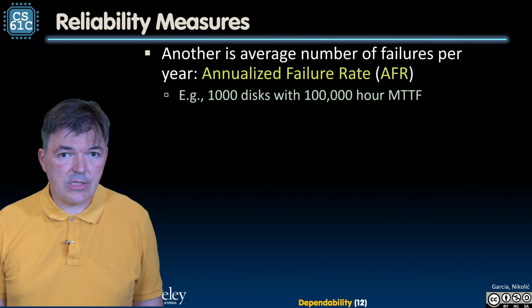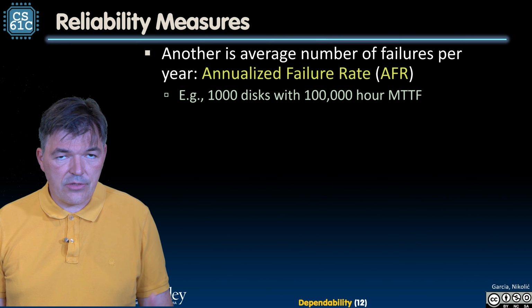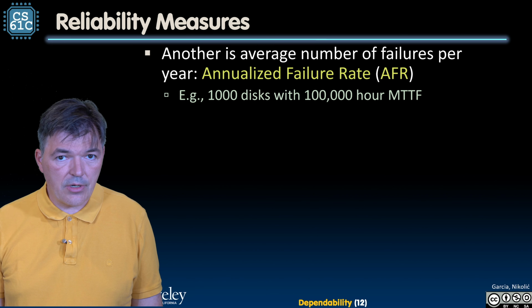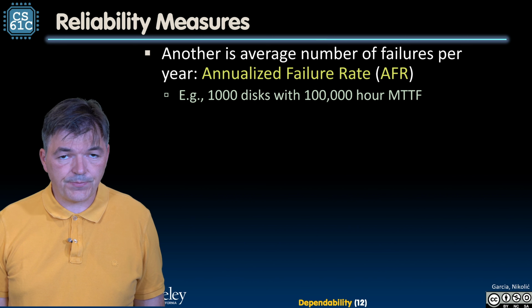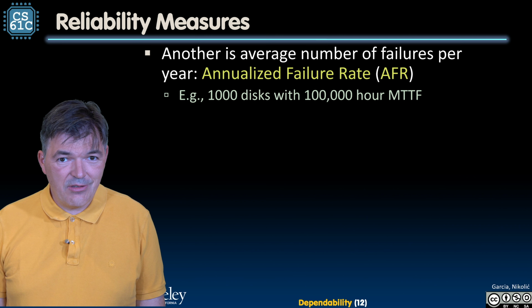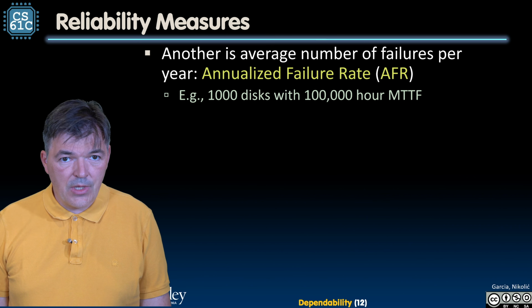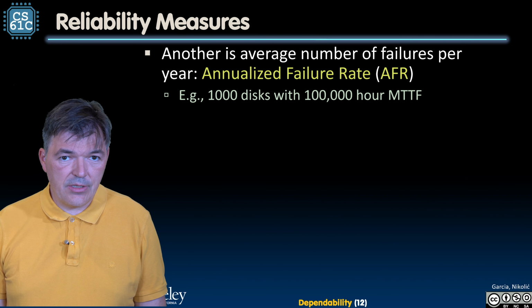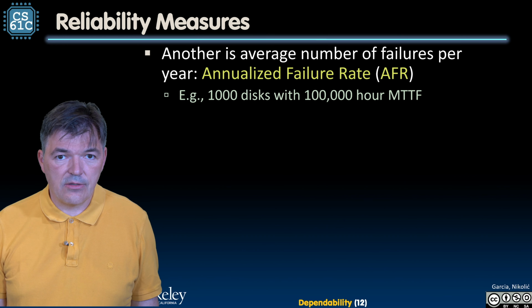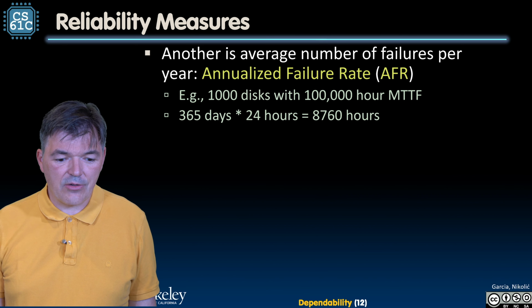For example, let's say we operate a data center that has 1,000 disks, and each disk is characterized to have 100,000 hour mean time to failure. So let's see, what does that mean? How many disks actually are going to fail per year in this kind of a system? So how do we translate one reliability measure, MTTF, to another reliability measure, which is annualized failure rate? This is something that is very important for data centers, and data centers actually keep track of that.